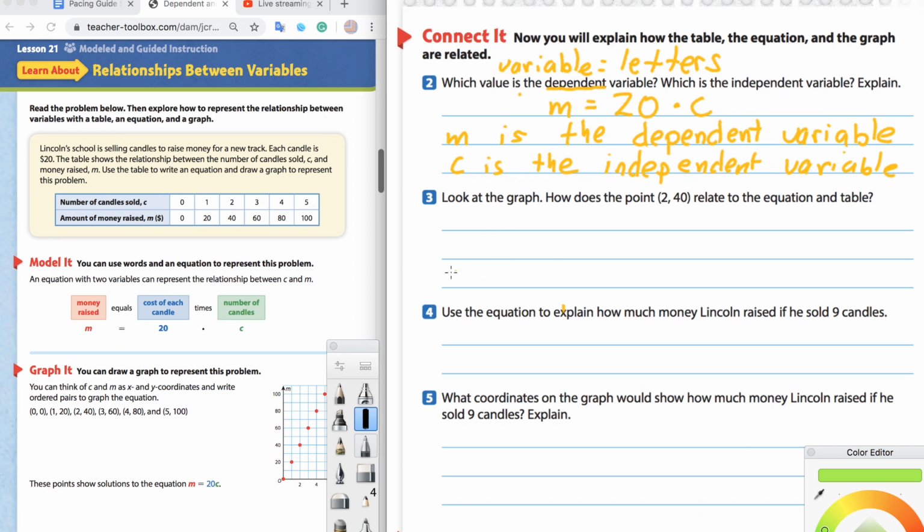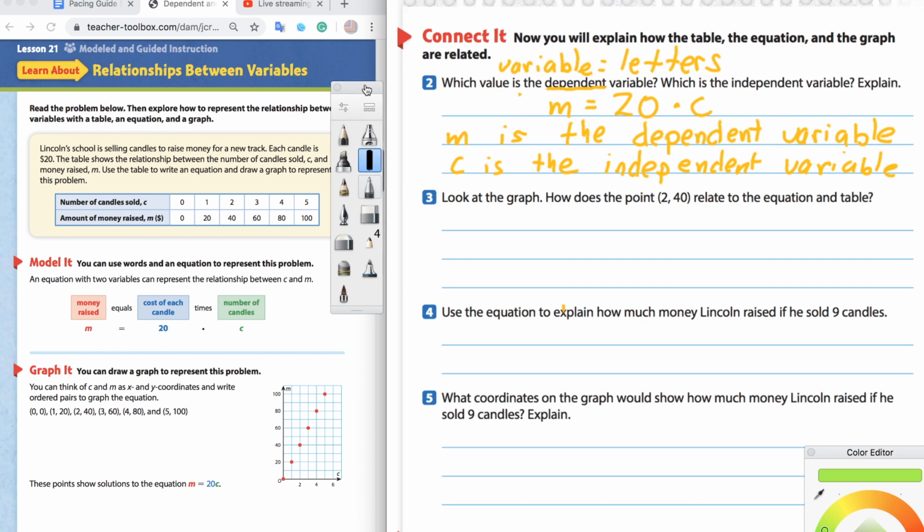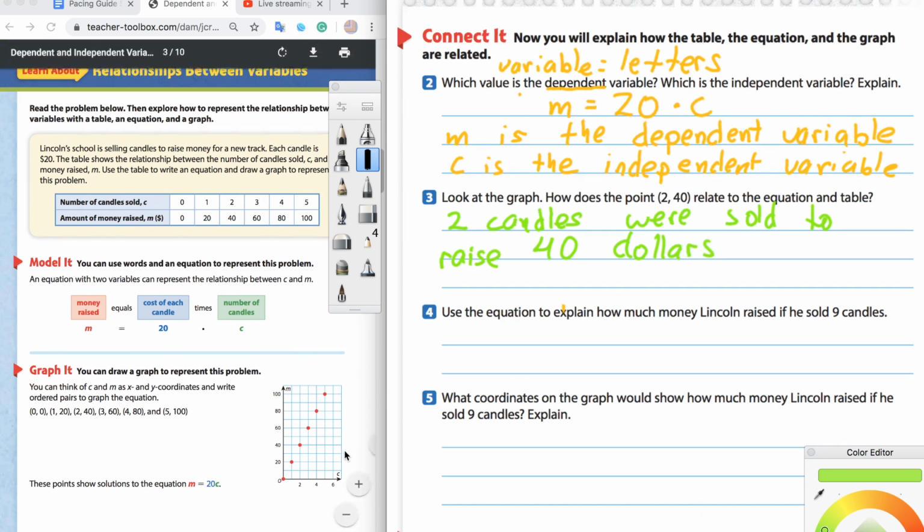Now let's look at part 3. Look at the graph. How does the point (2, 40) relate to the equation on the table? So (2, 40), how is that related to this part? It just means that 2 candles were sold to raise $40. In this table, they don't tell us these numbers mean candles and these numbers mean dollars, but the 40 means $40 and the 2 means 2 candles. It means that 2 candles were sold to raise $40.